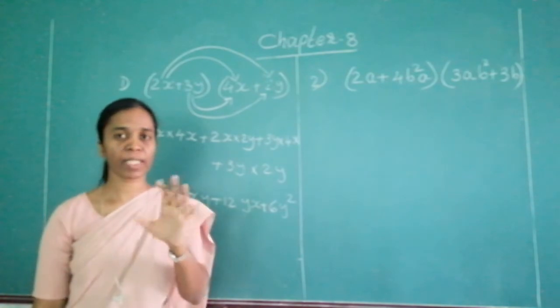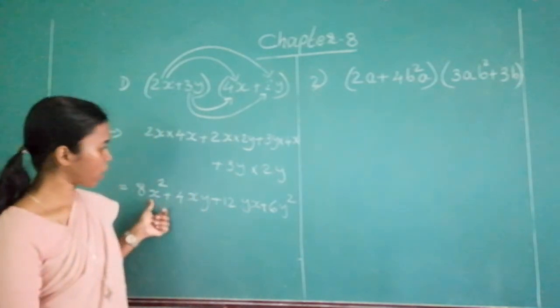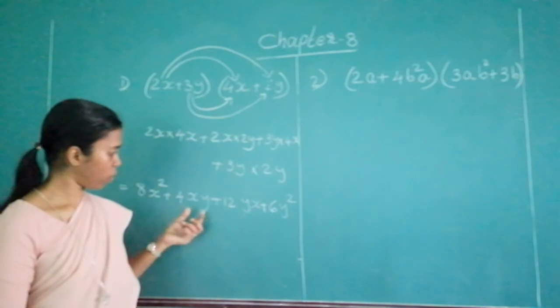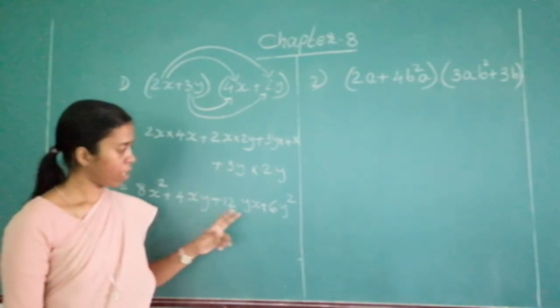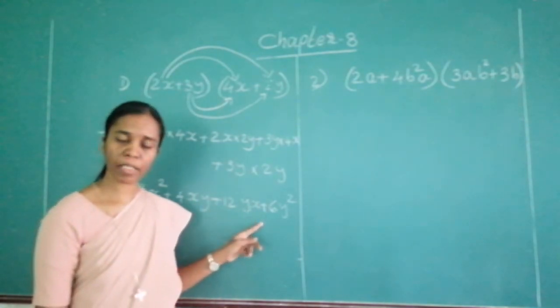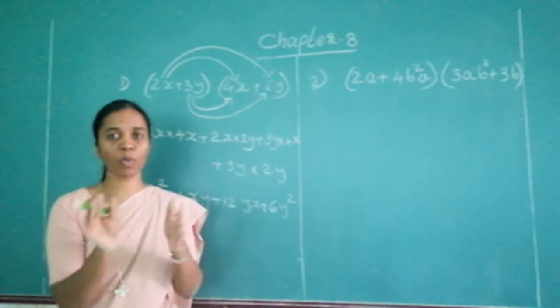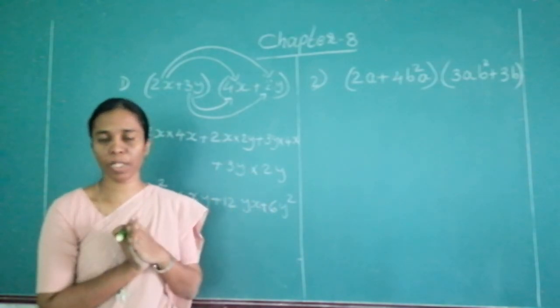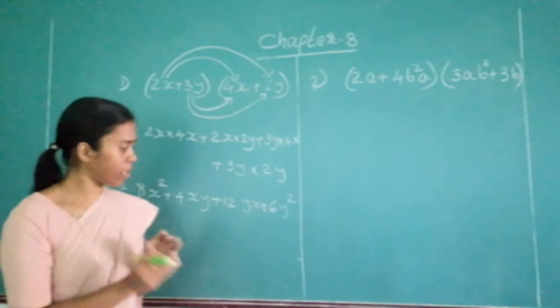Same variable with same index. This is x square. Anywhere else x square? No. Here it is x and y. Here also it is y and x. Whether it is x and y or y and x, there is no problem. Order does not matter. But the same variables are there.